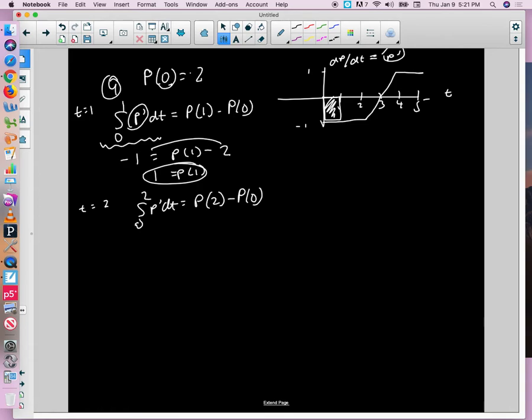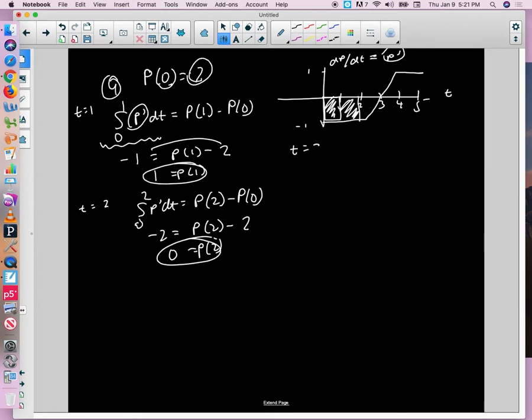And from 0 to 2, you get negative 2. P of 2 is what we're looking for. P of 0 is 2, and so these cancel out. So when you add 2 to the other side, you get p of 2 is 0.